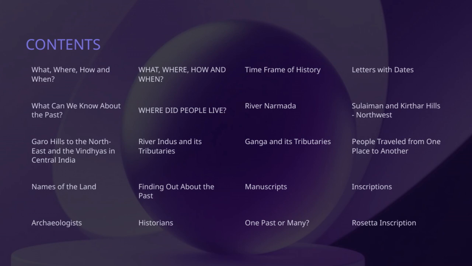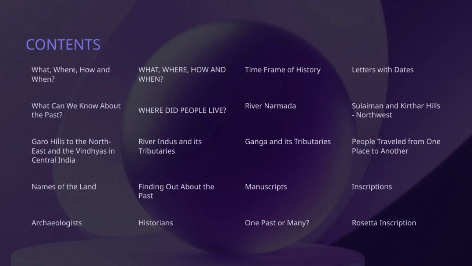Rivers were lifelines, providing water, food, and routes for travel and trade. The river Indus and its tributaries are also highlighted, reminding us how vital rivers were for settlement and development. We also see references to historians and archaeologists. These are the people who study and interpret the past through evidence. They help us understand the time frame of history, asking questions like, when did certain events happen? And how did people live?